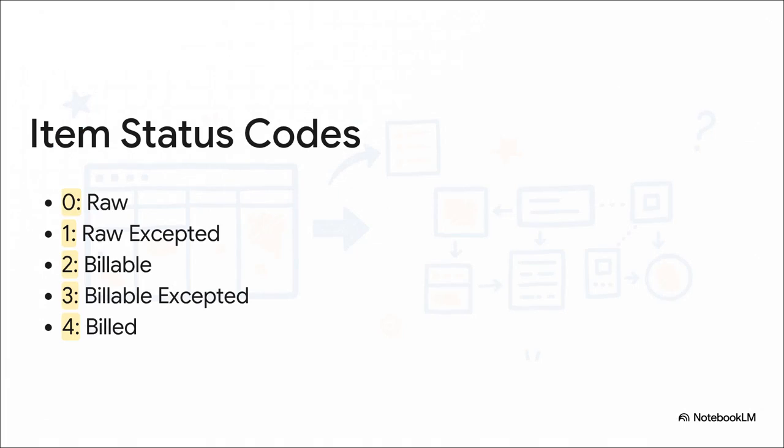Let's get a little more specific. The system keeps track of this journey using a simple status code. When an item first shows up, it's raw with a status of 0. It's brand new. After it gets checked out and is good to go, it becomes billable, status 2. If something's wrong, it gets kicked into an accepted status. And finally, once it's on an invoice, it's officially billed, status 4. The key here is that each of these statuses corresponds to a different physical table in the database.